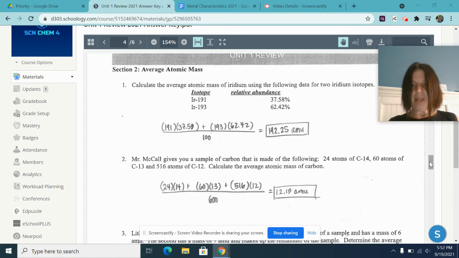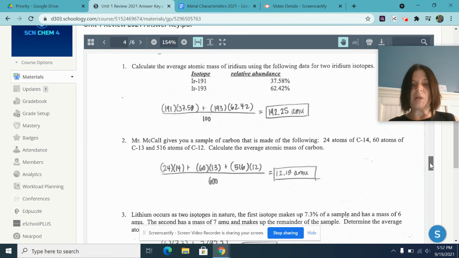Problem number 2. It says here that a teacher by the name of Mr. McCall gives you a sample of carbon that is made out of the following: 24 atoms of carbon have a mass of 14, 60 atoms of carbon have a mass of 13, and 516 atoms in the sample are carbon with a mass of 12, and you want to find the average atomic mass of carbon, right? So here again, you are just going to read down the problem. The first part says you have 24 atoms with a mass of 14.